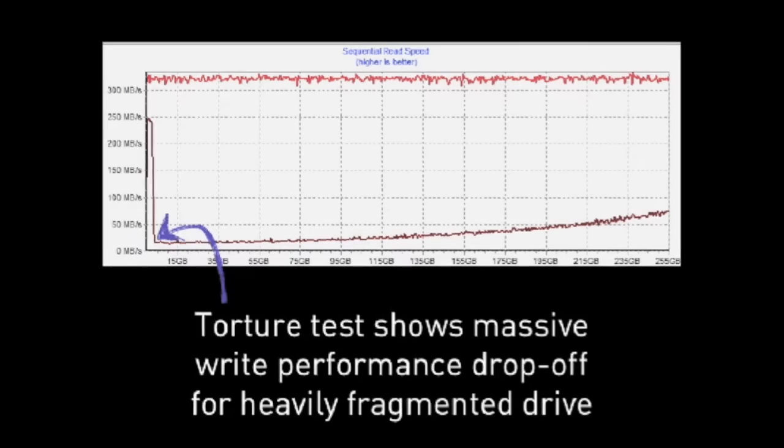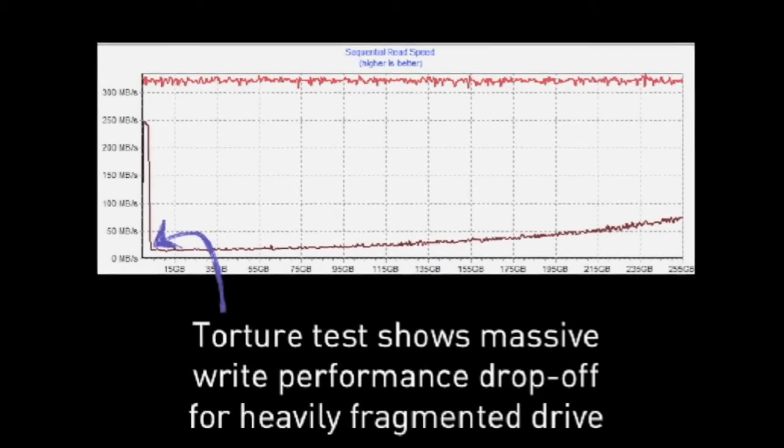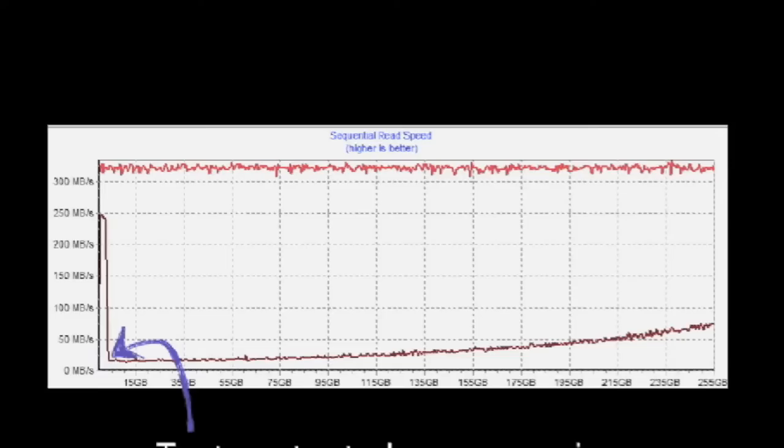So what does this look like? This is a torture test that Anandtech ran on a drive where they intentionally fragmented it. This is a very poorly performing drive, and you can see the write performance drops from about 250 megabytes per second to like 10, and it doesn't recover. They're actually rewriting the entire 250 gigabyte drive, and at the very end they still only end up with a little over 50 megabytes a second of write performance, where we were at 250 before.